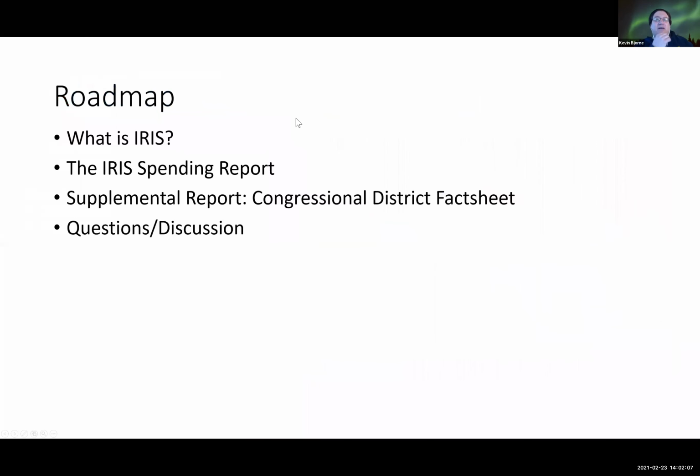Okay, so we're going to cover a couple things. What is IRIS? Then we're going to take a look at the IRIS spending report. I'll explain that a little bit. And then we'll jump into a supplemental report that supports it. It's our Congressional District fact sheet that we just updated and released, I want to say about a week ago, with all the new rep names and things like that post-election. And then any questions or discussions at the end that we haven't been able to cover during the presentation.